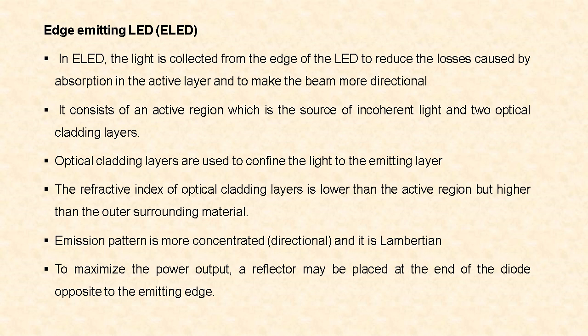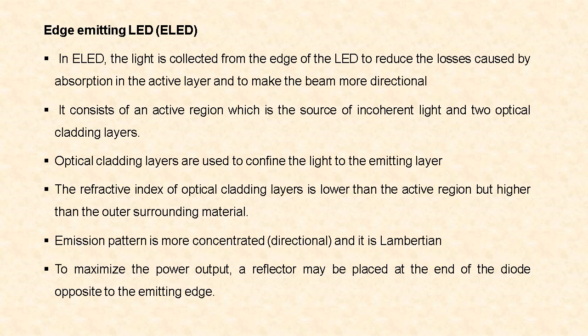This LED consists of an active region, which is the source of incoherent light, and two optical cladding layers. These layers are also called guiding layers. They are used to confine the light to the emitting layer. The refractive index of optical cladding layers is lower than the active region, but it is higher than the surrounding material. Here also the emission pattern is of Lambertian and it is more concentrated, that is directional.